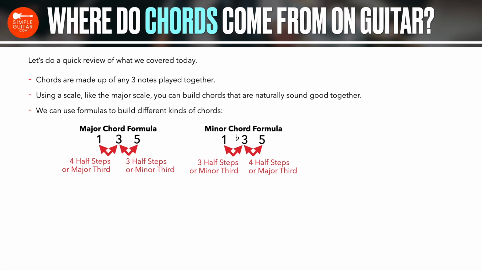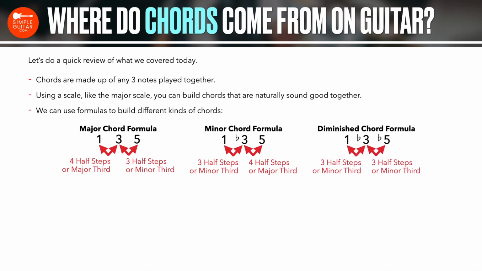Then we have the minor chord formula, which is 1 flat 3, 5. So between the 1 and the flat 3, we have 3 half steps or a minor third. And between the flat 3 and the 5, we have 4 half steps or a major third. And then the diminished chord formula is 1 flat 3, flat 5. So we have 3 half steps or a minor third between the 1 and the flat 3. And then between the flat 3 and the flat 5, we have 3 half steps for another minor third.